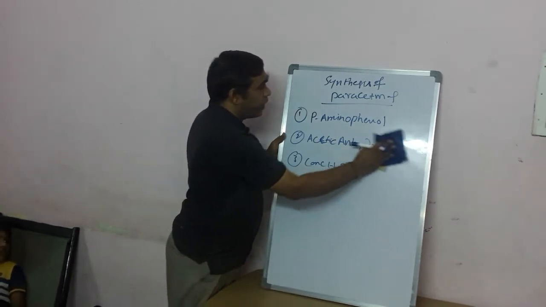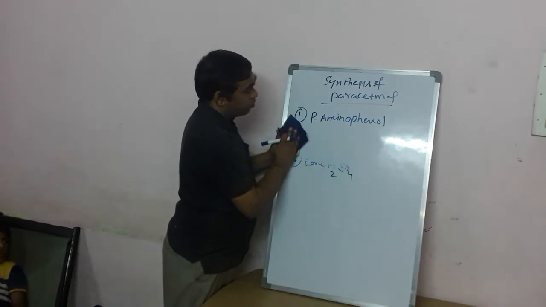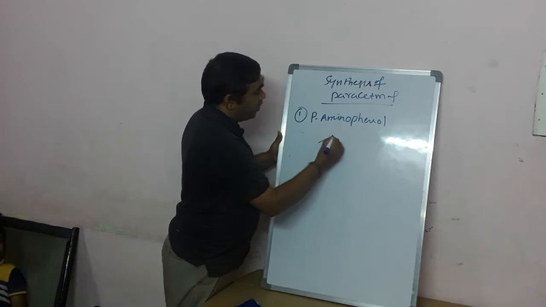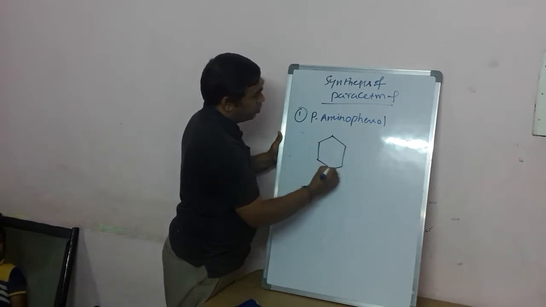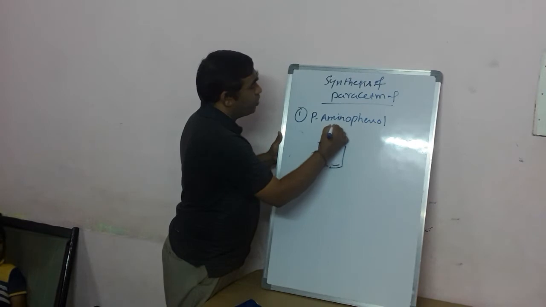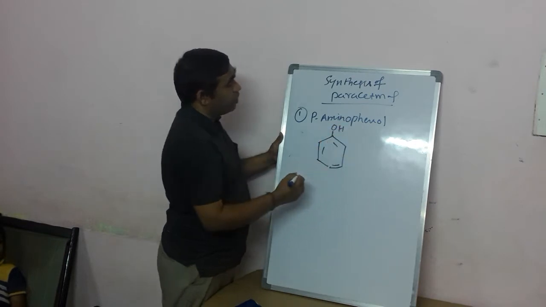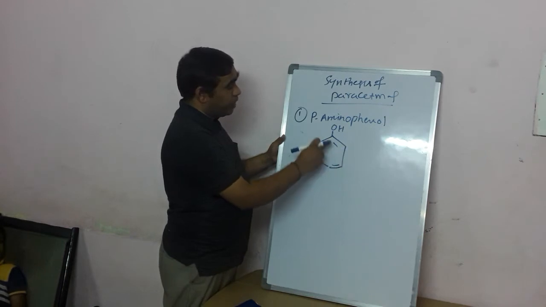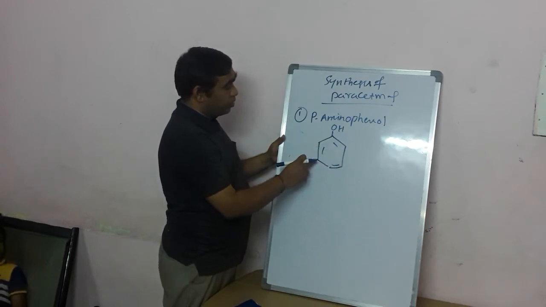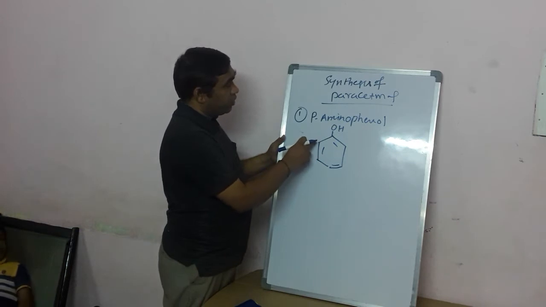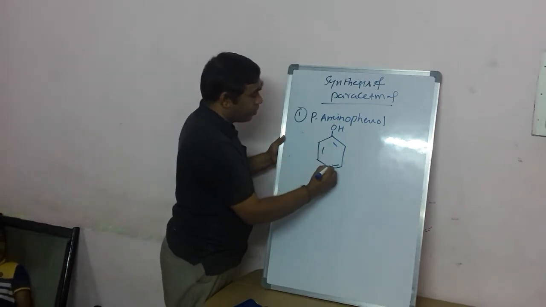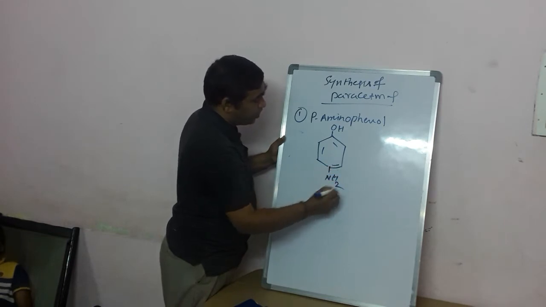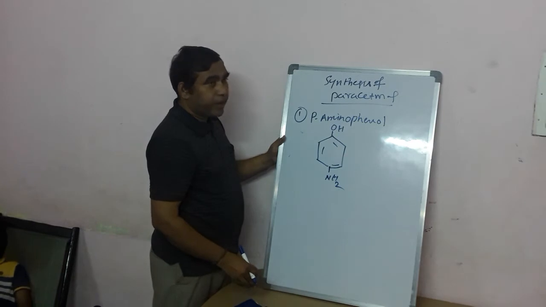First one is para-aminophenol. This is the benzene ring. In the benzene ring, the OH group is the substituent, that is the phenol. Next to the OH position is ortho, then meta, and the opposite position is para. So this is the meta, this is the ortho. The position opposite the OH group is the para position. In the para position, an NH2 group is present. This we call para-aminophenol.